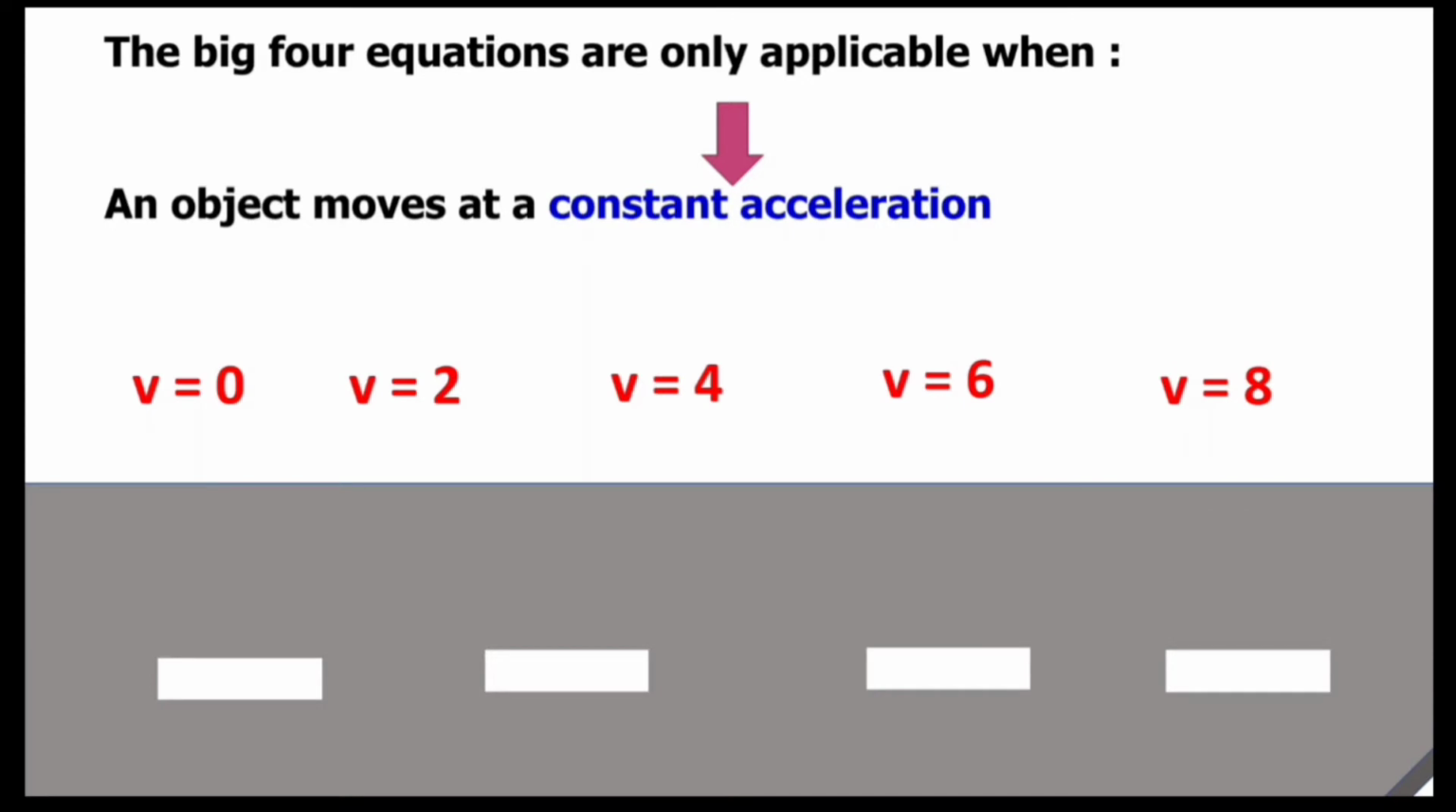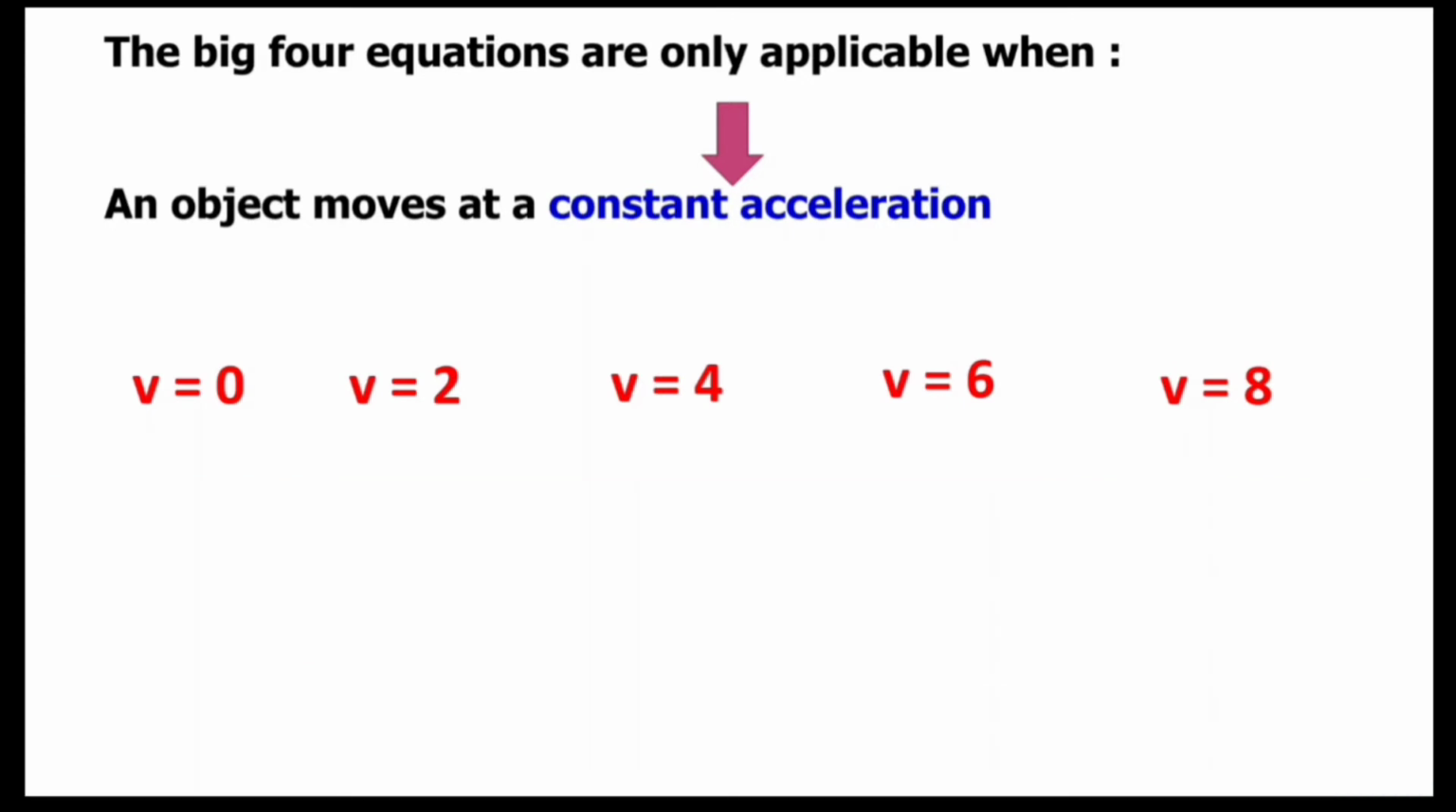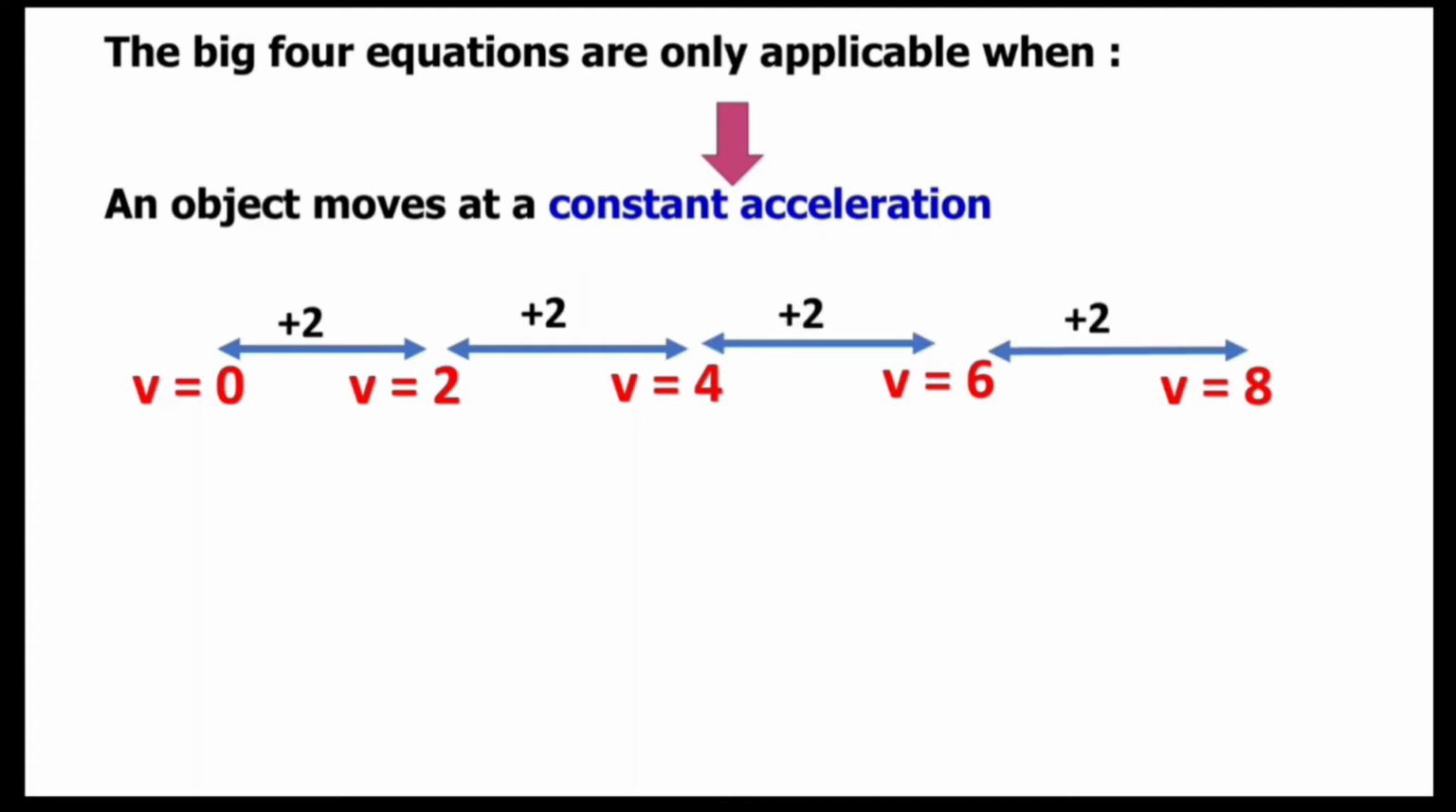Let's say every second we're adding 2. So from 0 we go to 2. The next second we add another 2, we get 4. The next second we add another 2, we get 6. The next second we get another 2, we get 8. So the velocity is changing at a constant rate. We know that the change in velocity is simply acceleration.